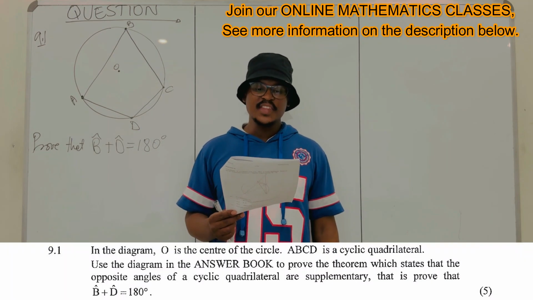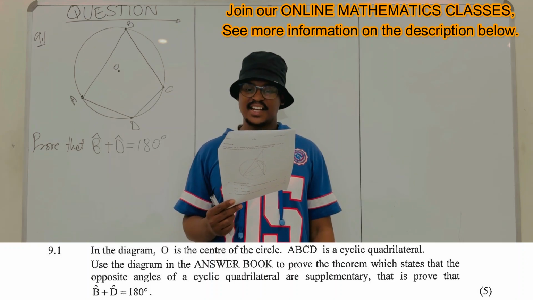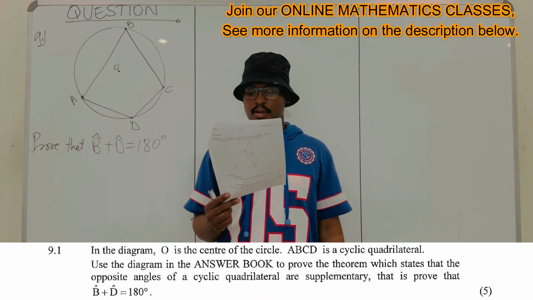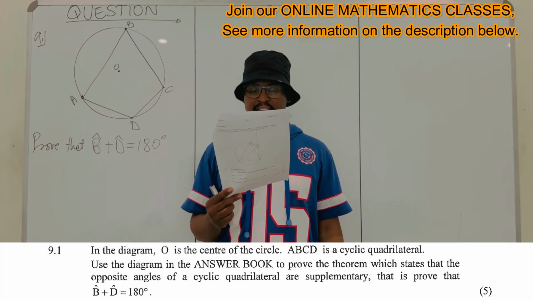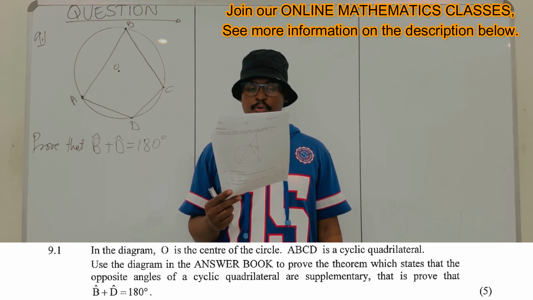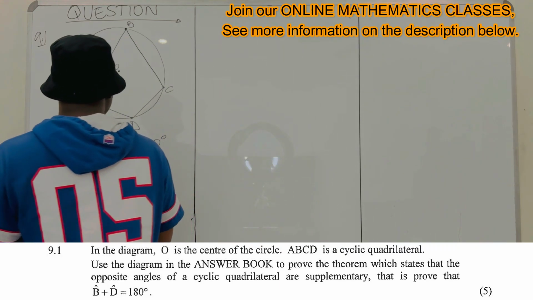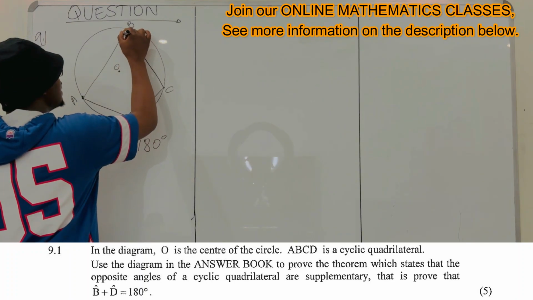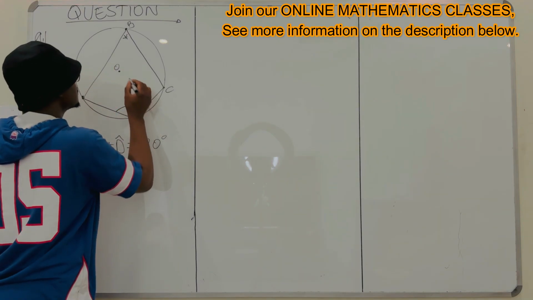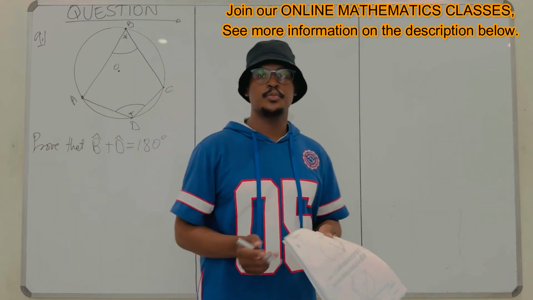So let's go. They are saying in the diagram, O is the center of the circle. ABCD is a cyclic quadrilateral, right? No problem. They are saying use the diagram in the answer book to prove the theorem which states that opposite angles of a cyclic quadrilateral are supplementary. Prove that the sum of angle B and angle D is equal to 180 degrees. So they want us to show that this angle and that angle add up to 180 degrees. That's what they want us to prove.